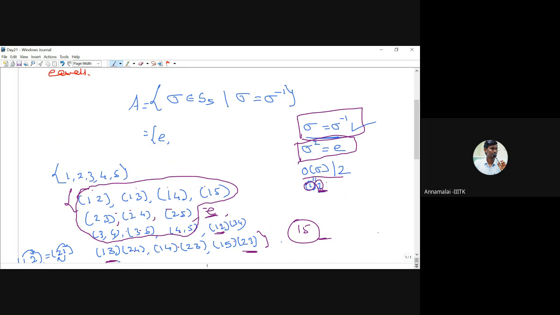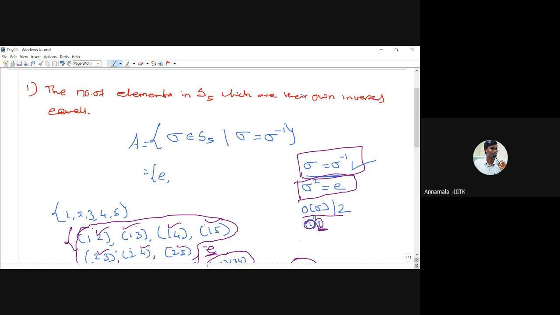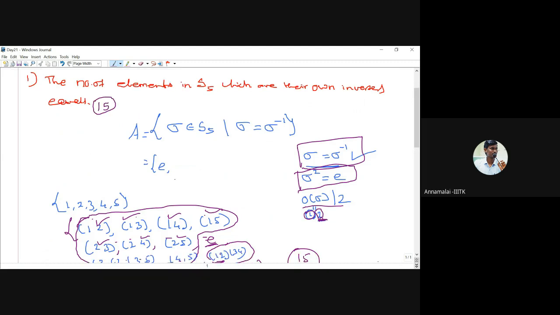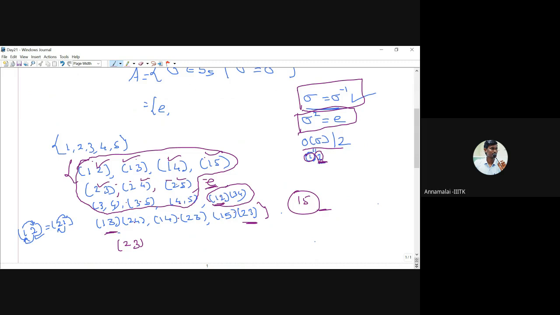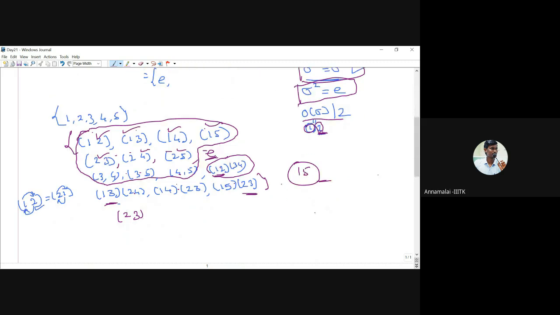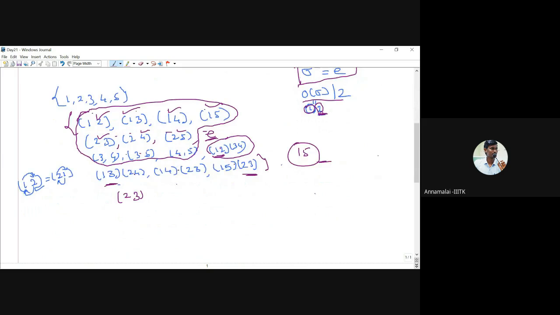Order 2 means the LCM of the lengths should be 2. If you take each transposition, which has length 2, the order is 2. And if you take the product of two disjoint transpositions, the order is also 2. So totally we get 15. If I missed anything, please add. Just carefully count all possible products of two disjoint permutations. I think I wrote down everything. That is the answer.